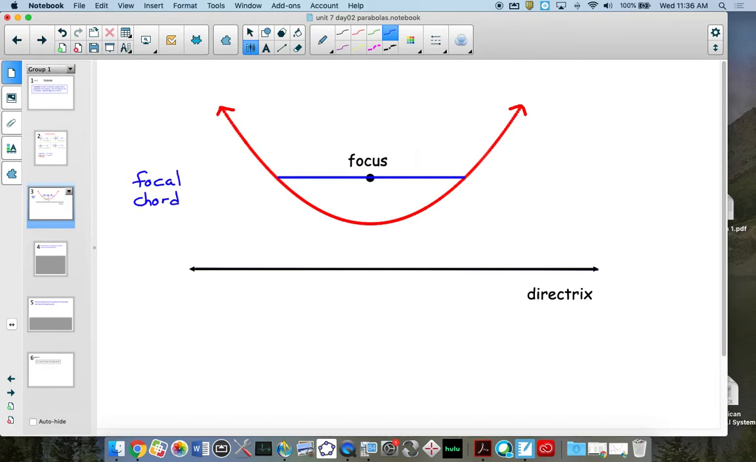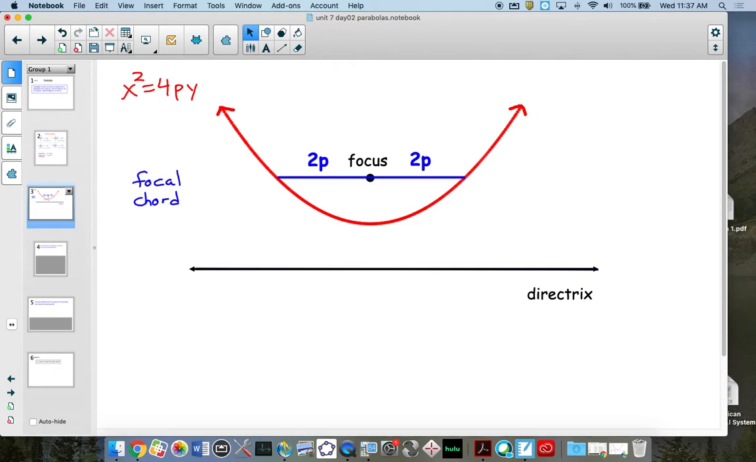That term usually doesn't come up too much, but in case you do see it, that's what we're talking about, the focal chord. Now, remember in the equation we had x squared equals 4py, for example. And what does this p represent? Well, it turns out that the length of the focal chord is 4p. So it's 2p from the focus to either side of the parabola.